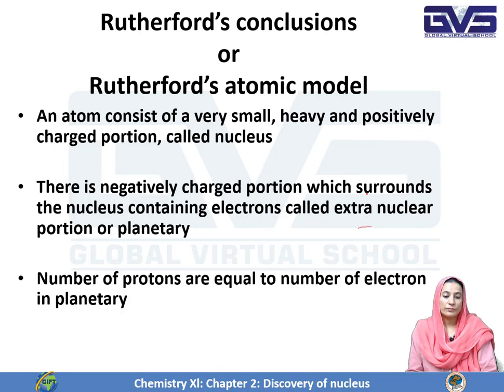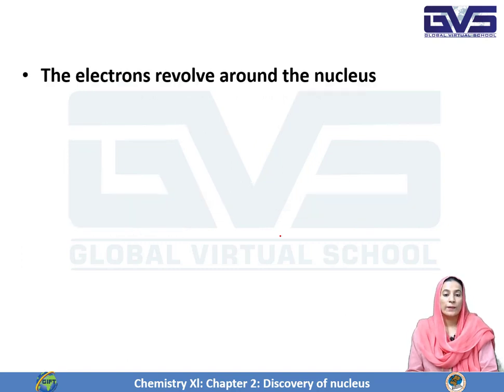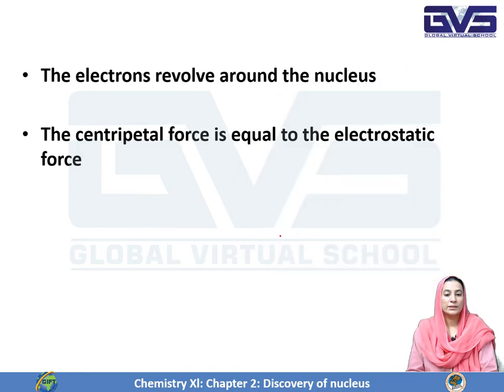Its model was also given the name planetary model. The number of protons is equal to the number of electrons in this planetary model. Why? Because the neutron is neutral, and if the central part contains positive charge, there must be an equal negative charge, because the overall atom is neutral. That's why he concluded that the number of protons is equal to the number of electrons in this planetary model, and this is true. Electrons revolve around the nucleus, and of course, I already showed you in the diagram that the electron is in continuous revolution around the nucleus, like this.